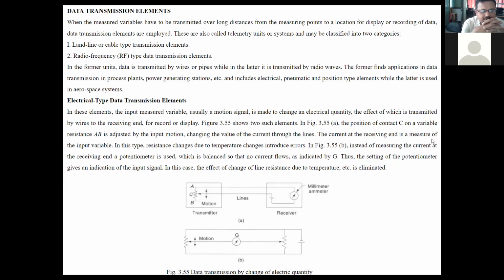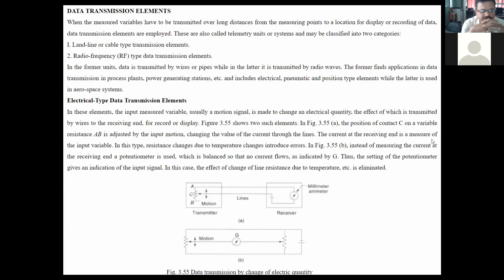When the measured variables have to be transmitted over long distances from the measuring points to a location for display or recording of data, data transmission elements are employed. These are also called telemetry units or systems and may be classified into two categories. First, landline or cable type transmission elements. Second, radio frequency (RF) type data transmission elements.